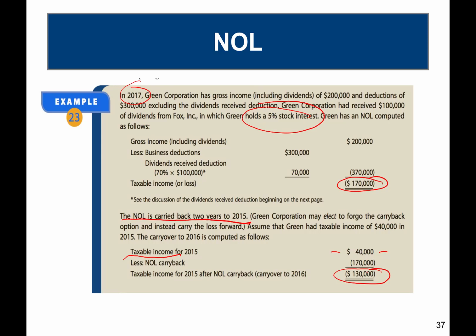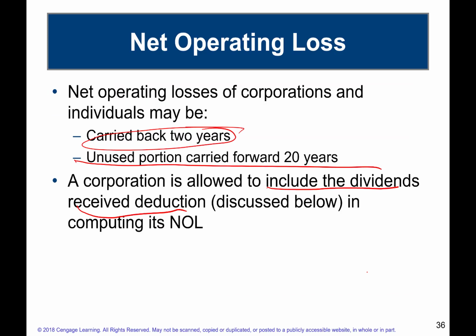So they literally will get a refund for that money that they had paid previously. Now I want to make sure that I point out something here. We have to include the dividends in computing the net operating loss, and I already got that. So we go back 2 years and forward 20 years for any amounts that are left over. Oh, that's what I wanted to show you.